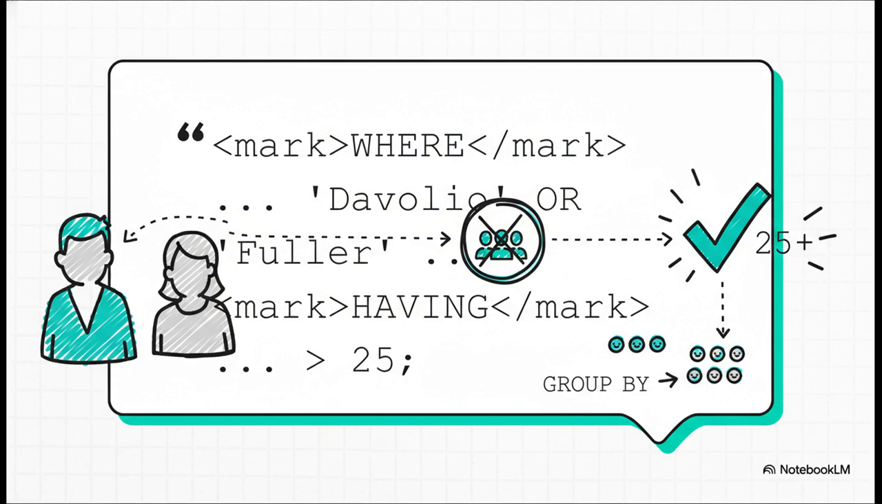First, the WHERE clause acts like a bouncer. It only lets rows for Davolio and Fuller in the door. Then, after only those rows are grouped, the HAVING clause comes in and checks if the final order count for either of them is over 25.